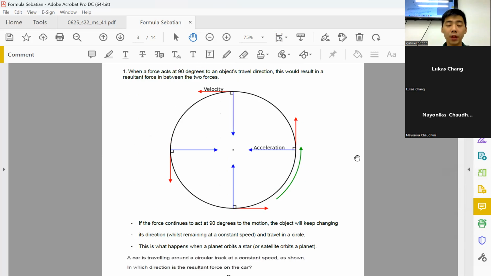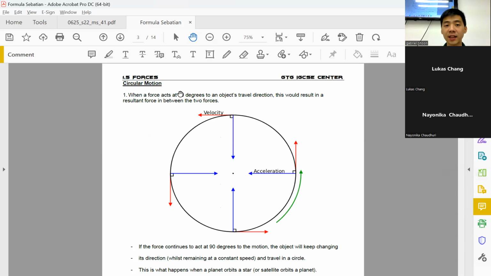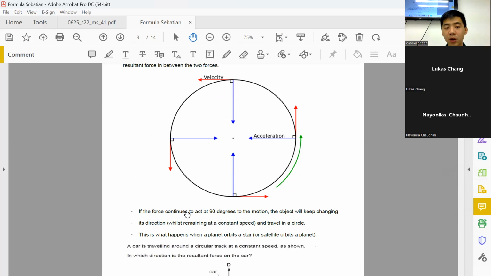Okay, so if you look at this statement here, when the force acts 90 degrees to an object's travel direction, this will result in a resultant force in between the two forces. One force here, resultant force, one force here, resultant force. If the force continues to act at 90 degrees to the motion, the object will keep changing its direction whilst remaining at constant speed.